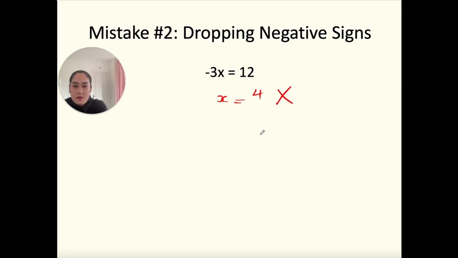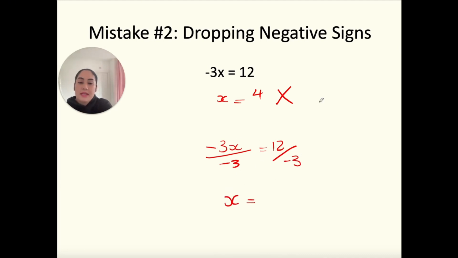However, that is incorrect. The correct solution would be, yes, we're dividing both sides, but we're dividing both sides by negative 3, right? So if I'm dividing by negative 3, these two will cancel each other out, so I have x on this side, so I've isolated the x, which is what I wanted, but 12 divided by minus 3 gives us minus 4, because a positive divided by a negative is a negative number.